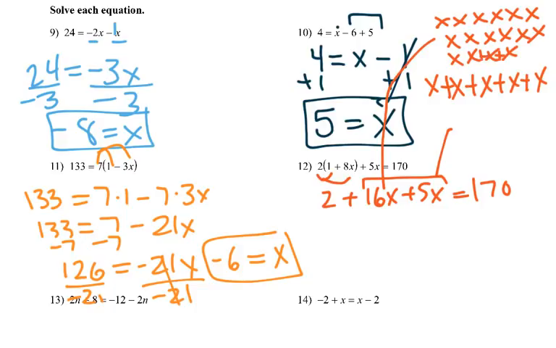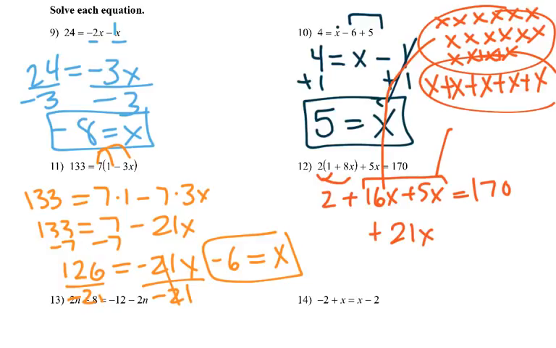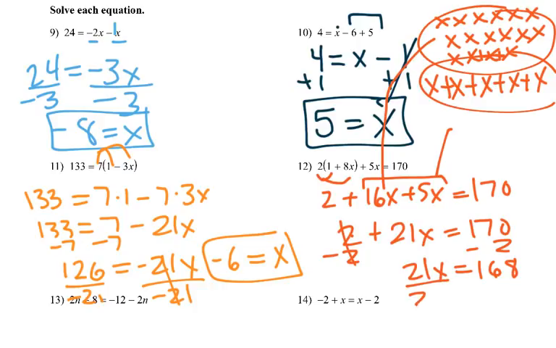All being added together. So I can take them all and combine them, so 16 plus 5 would give me 21x. Can't combine the 2 because it doesn't have an x, so we subtract it to get the x by itself, because that's our goal, making equivalent equations along the way. And we get 21x equals 168, divide by 21, and we get x equals 8.